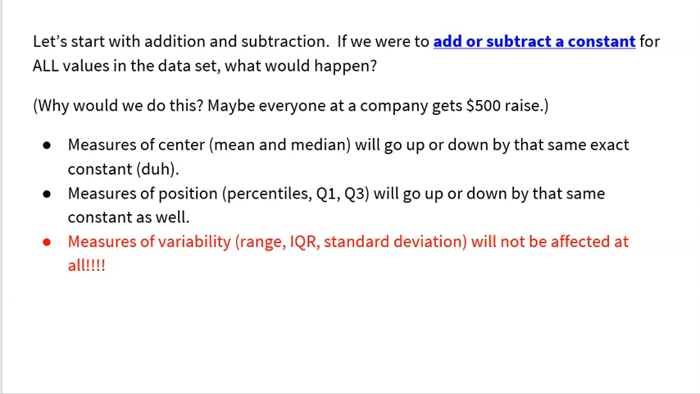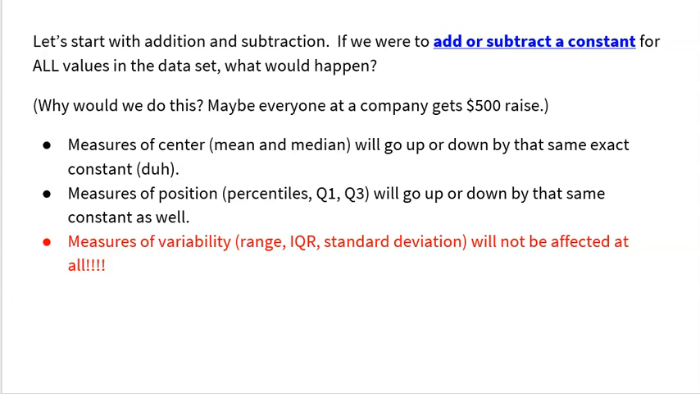How are the summary statistics, everything we've been talking about, mean, median, standard deviation, IQR, quartiles, going to be affected? Well, measures of center, the mean and median, are going to go up by that same amount. If every value in your data set goes up by 5, then the mean goes up by 5, the median goes up by 5, the min goes up by 5, the max goes up by 5, Q1 moves up 5, Q3 moves up 5. So measures of center and other measures of position, like the percentiles, Q1, Q3, are all going to go up 5. Or if you subtract 10, they're all going to go down 10.